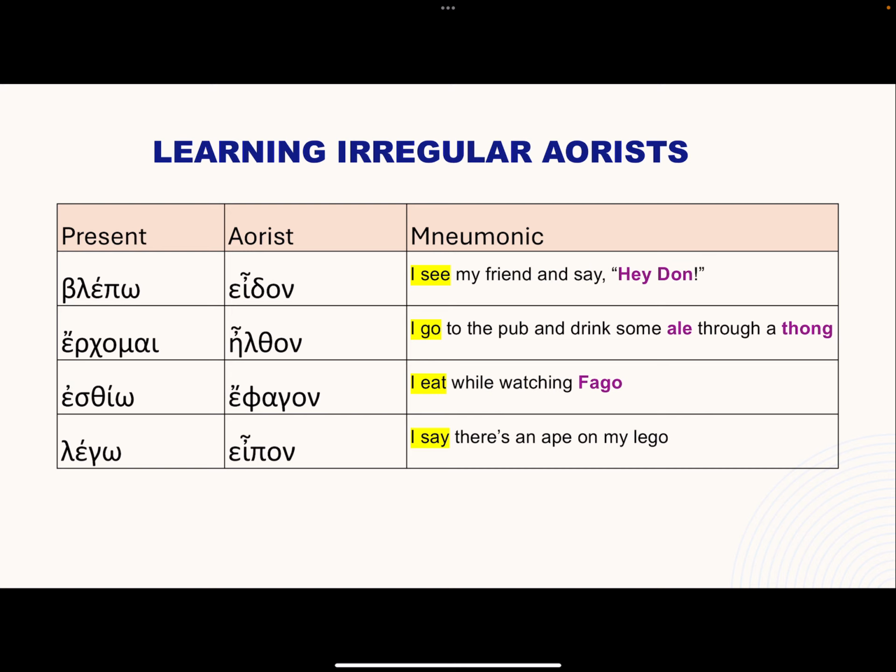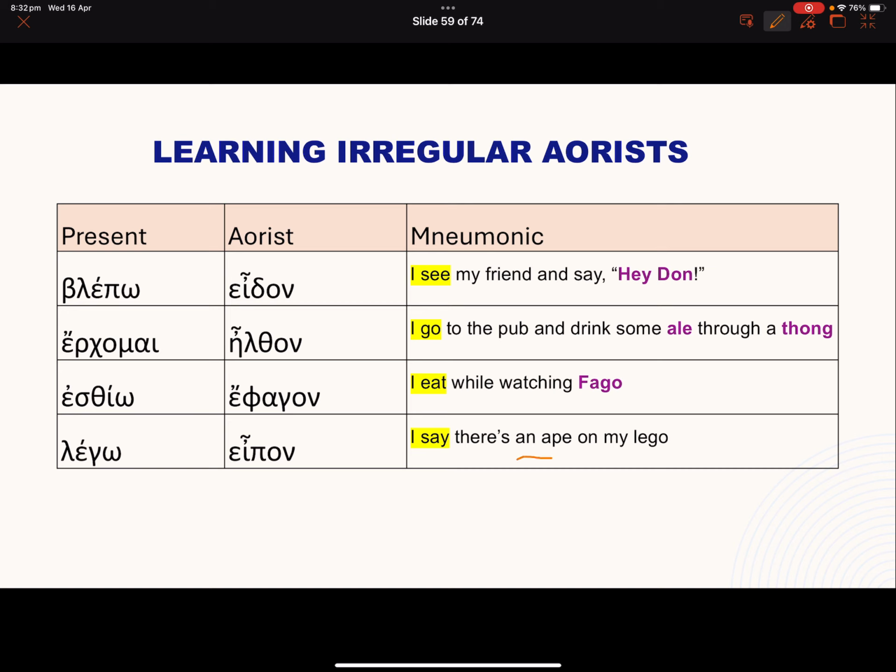One more, lego, meaning I say or I speak. I say there's an ape on my Lego. I say apon, there's an ape on my Lego. So the ape on is what's reminding me there. I don't know why it's not highlighted, why it's not in purple. But this is the memory device here. There's an ape on my Lego. I say there's an ape on my Lego. Ape on is what's telling me that that is the aorist.